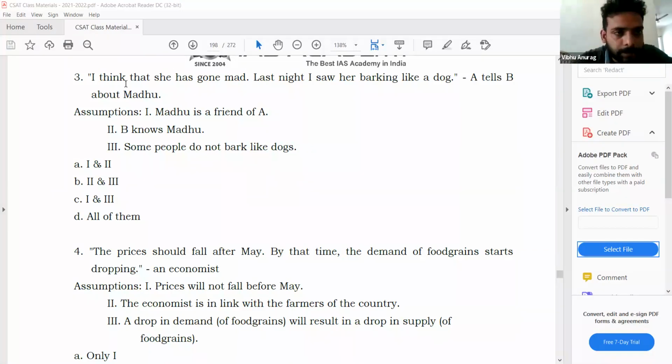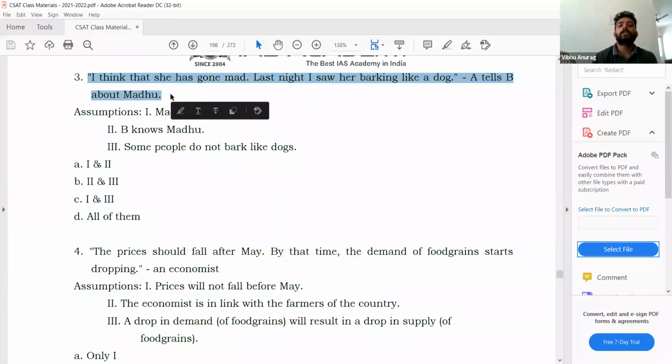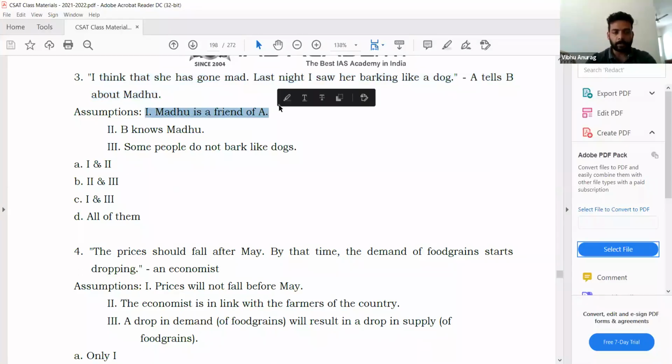Now, if you see question number 3: "I think that she has gone mad. Last night I saw her barking like a dog." A tells B about Madhu. So A is telling B about some other person. What are the assumptions made by A? Number 1, Madhu is a friend of A. Do you think A believes that Madhu is his friend?